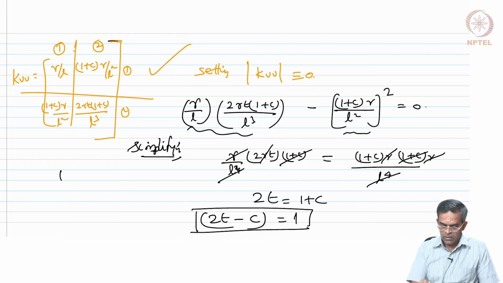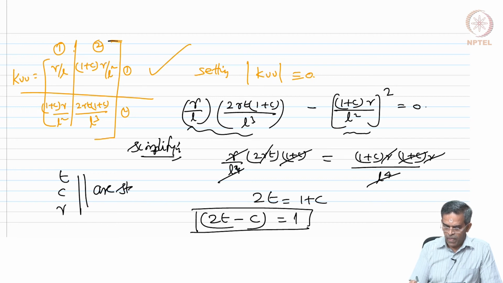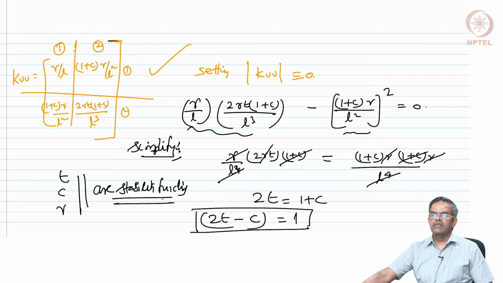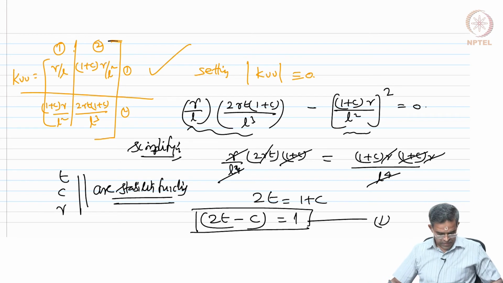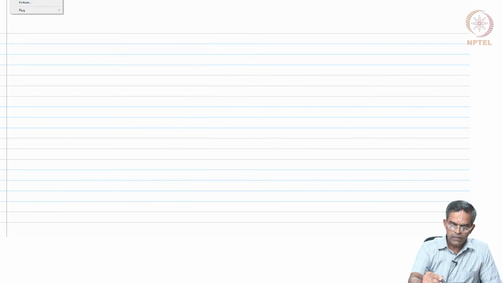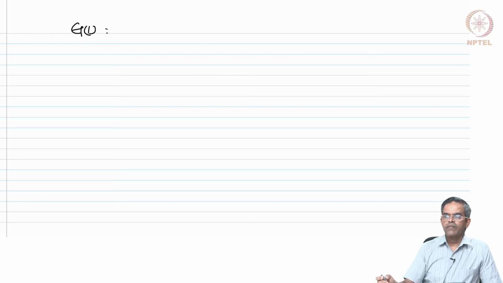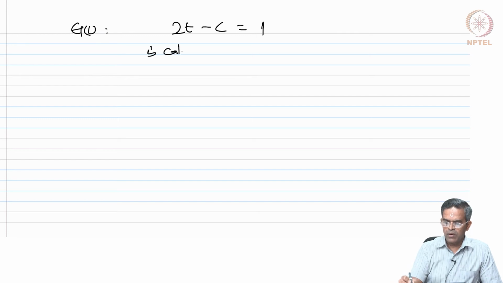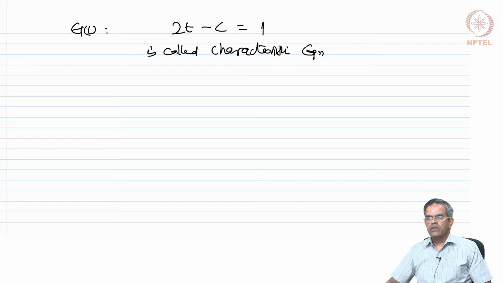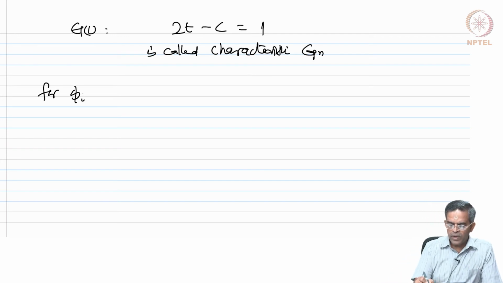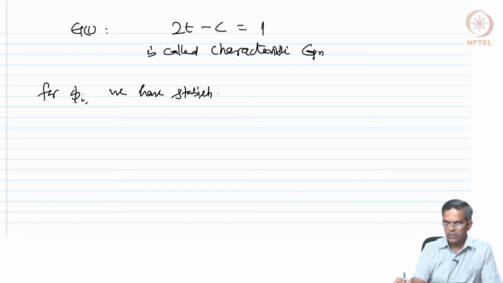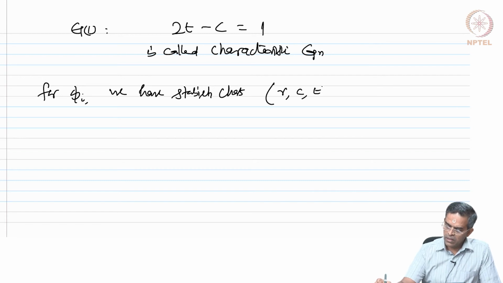These are all stability functions, T, C and R, friends, which we derived in the previous lectures. Under axial compression, axial tension, we have these values. So, the equation 1 on the screen, which is 2T minus C is 1, is called characteristic equation. So, now for different values of phi I, we have the stability charts, is it not? Which indicates R, C and T values.